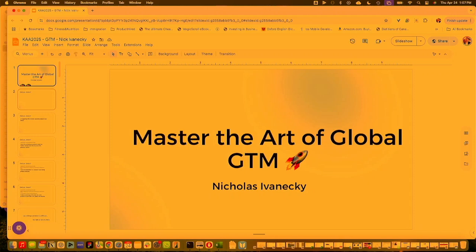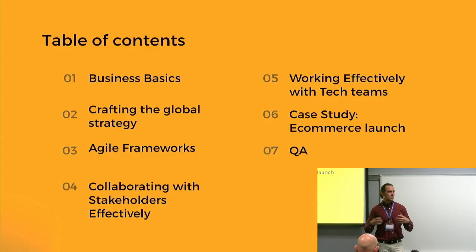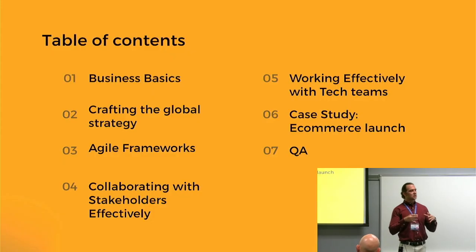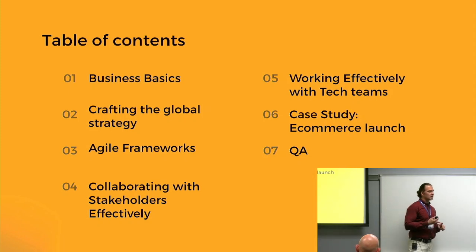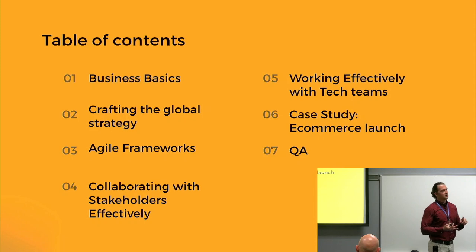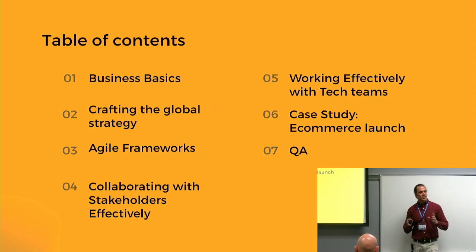What I want to teach all of you today is the following. We're going to go through some business basics, just how organizations operate and work. I want to then craft what this global strategy will look like. I then want to talk a little about different Agile frameworks that can be applied to our strategy. And then I think the most important part is the communication side. How do we communicate effectively with stakeholders? And how do we effectively work with our tech teams? I think communication will go a long way, but there are certain tips and tricks to help us get there.